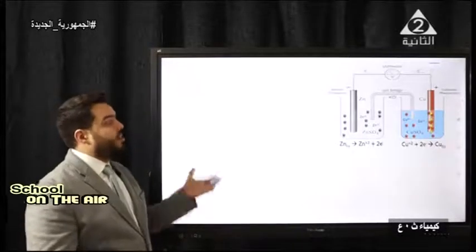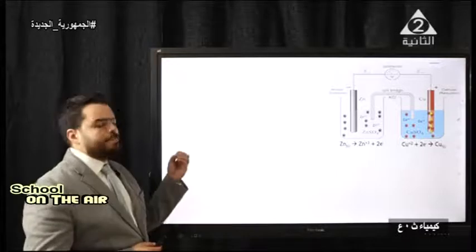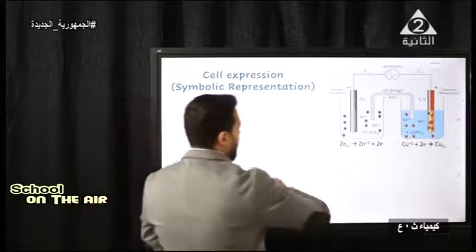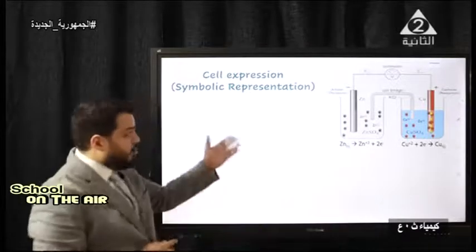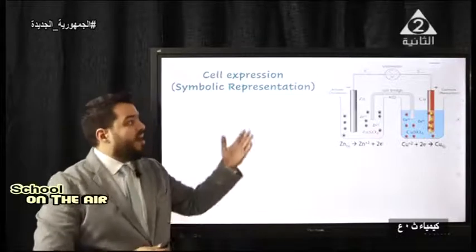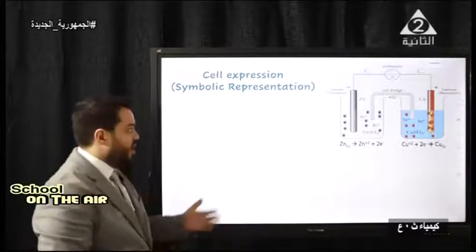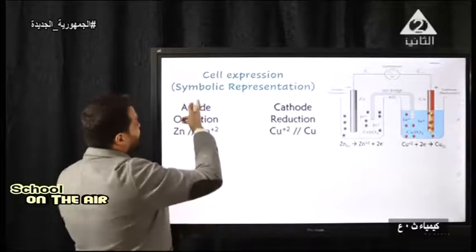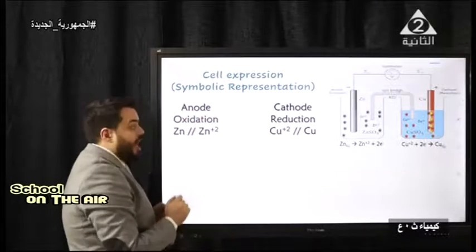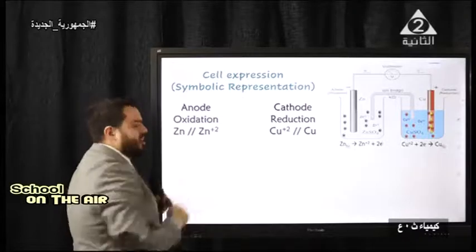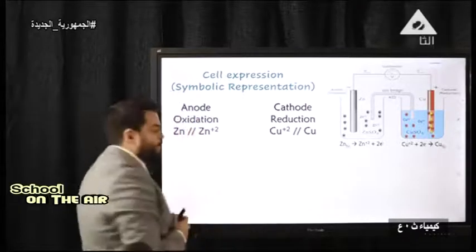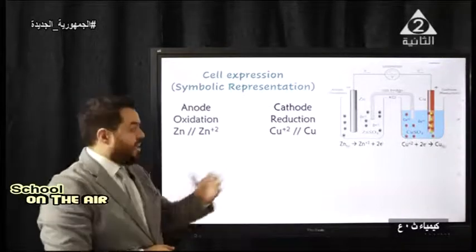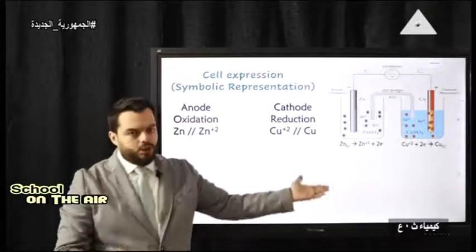Okay, how could we represent all of these by a symbolic representation or by a cell expression? You have the anode half cell and you have the cathode half cell. At the anode, oxidation takes place, as we have said before, and at the cathode, reduction takes place. So if you represent the drawing by a cell expression, you will write the anode and the cathode. So zinc will be transferred into zinc positive 2, and copper positive 2 will be transferred into copper.